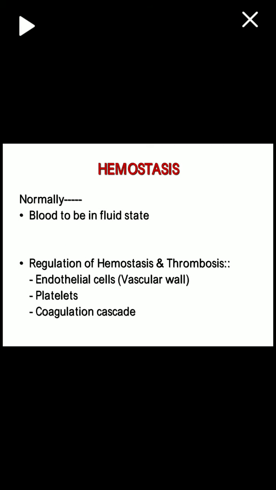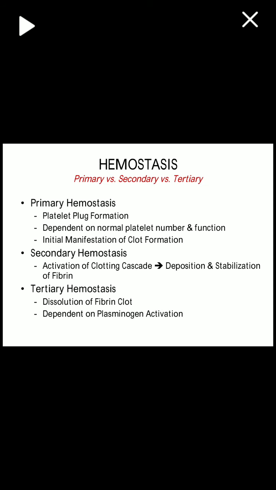So normally the exact meaning of hemostasis is blood being in a free flow state or a fluid state. And this is achieved by factors like the endothelial cells in the vascular wall. The cells lining the vascular wall are called the endothelial cells, and we do require platelets for this and a coagulation cascade. Then hemostasis is divided into three types: primary, secondary and tertiary.